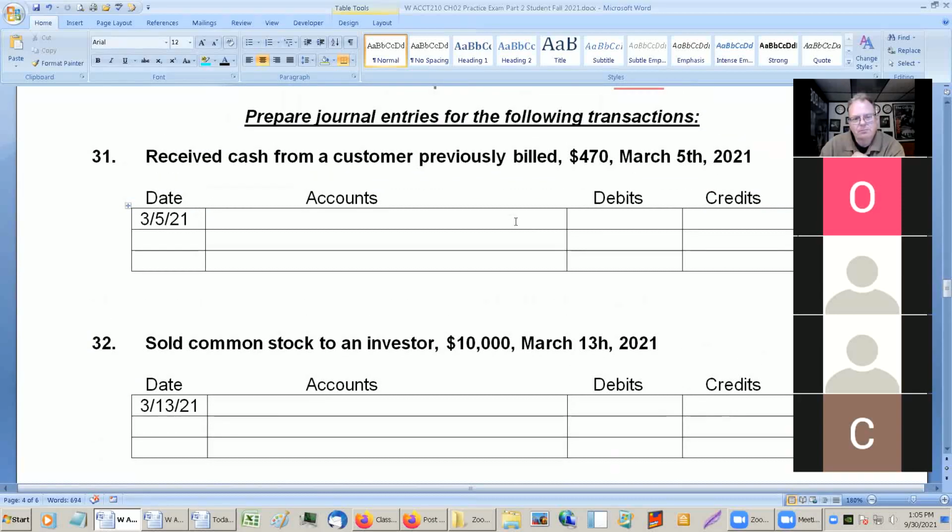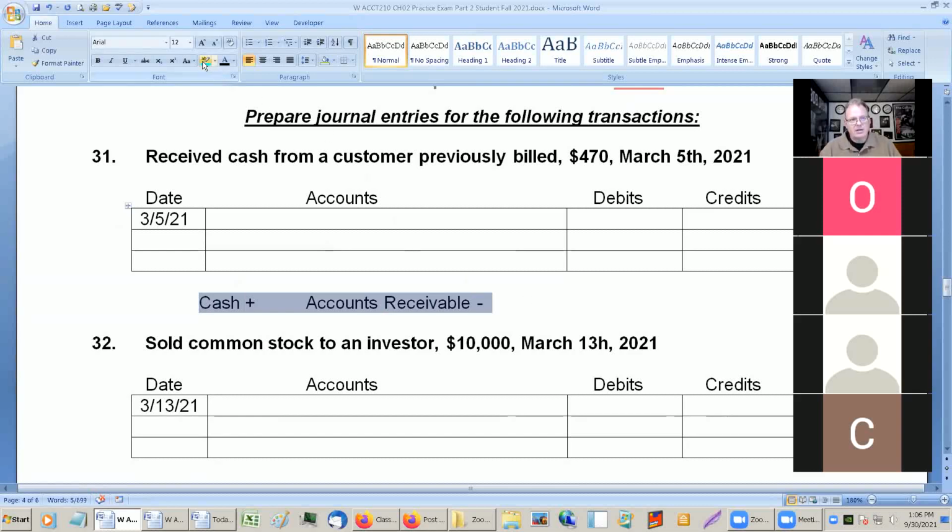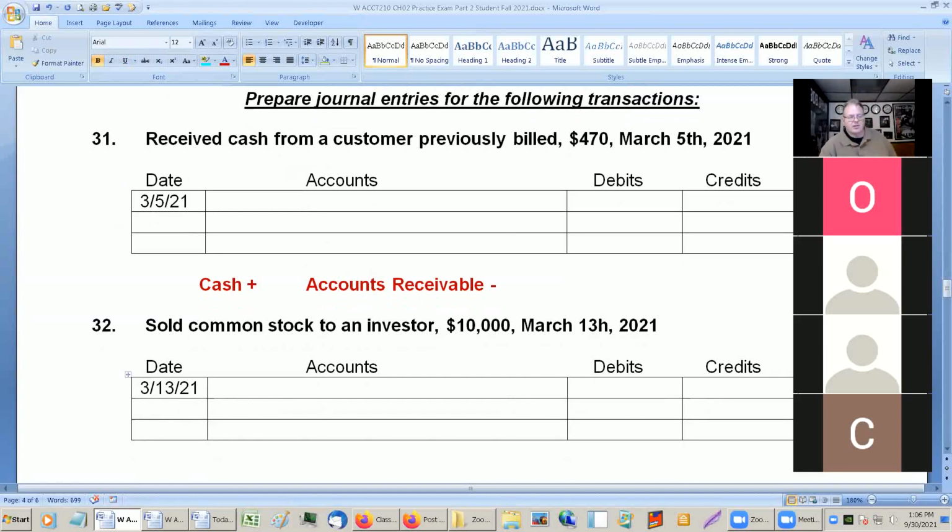Next: receive cash from a customer previously billed, 470. Cash and accounts receivable. So cash is going up, and accounts receivable is going down. Accounts receivable, they owe us money, so it's an asset. But now they're giving us the cash, so they no longer owe us. We would rather have the cash anyway, so we're not unhappy with this asset going down. We're happy because we get more cash now.